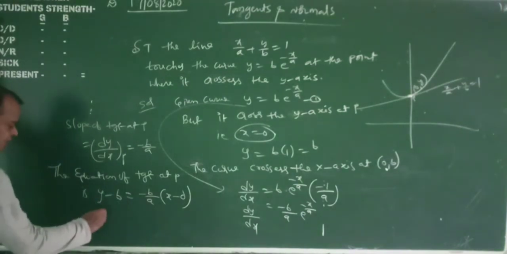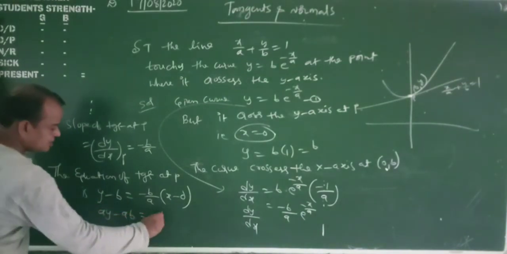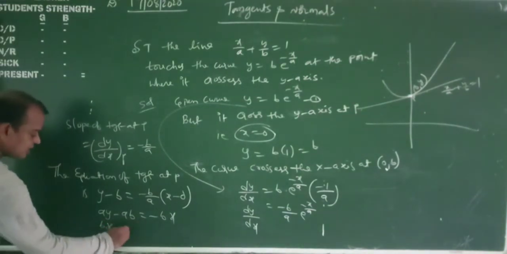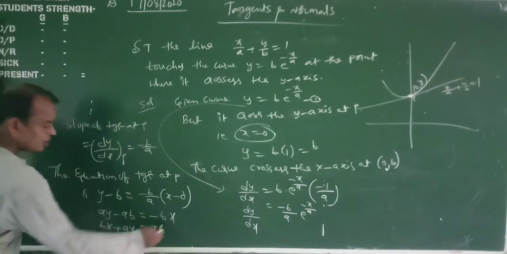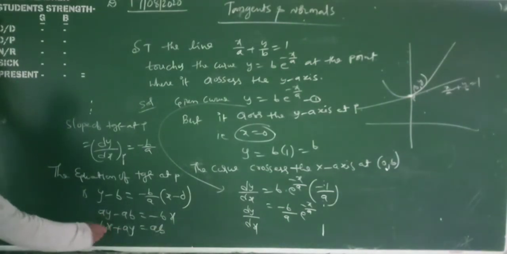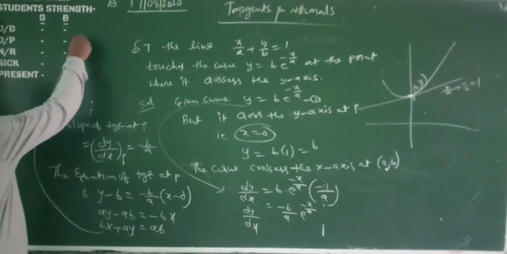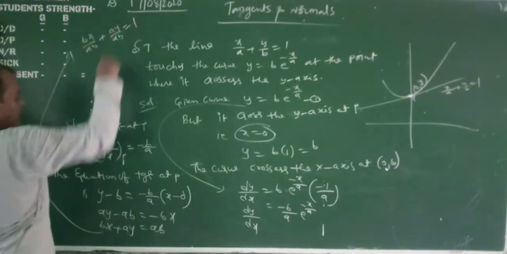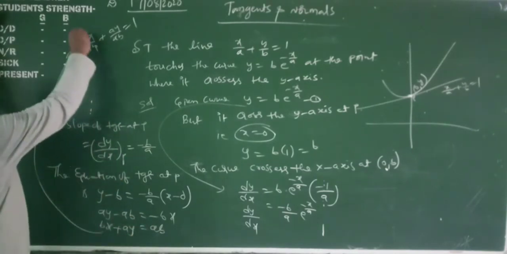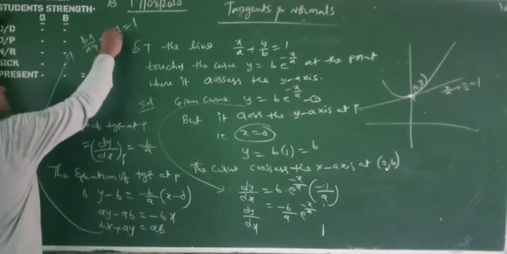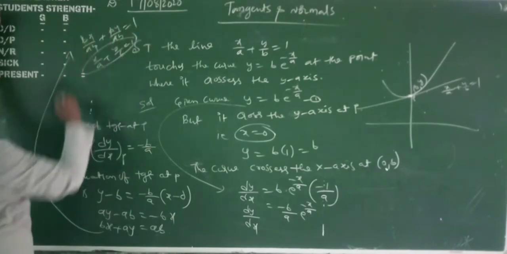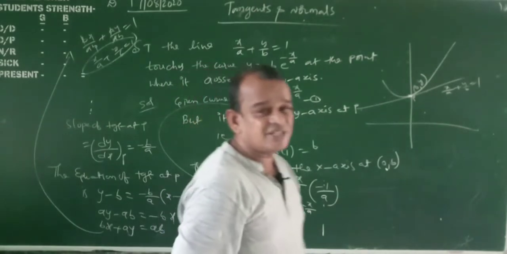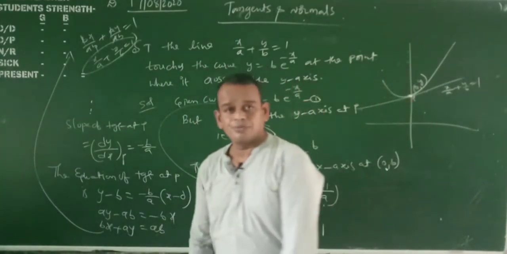Cross multiplication: ay - ab = -bx. Bringing -bx to this side: bx + ay = ab. Now divide both sides by ab: bx/ab + ay/ab = ab/ab. The ab/ab is 1, the b's cancel in the first term and the a's cancel in the second: x/a + y/b = 1. That is the required tangent. Touches means 100% tangent to the curve.